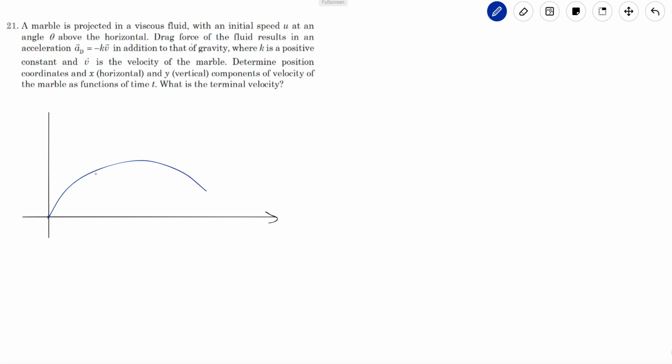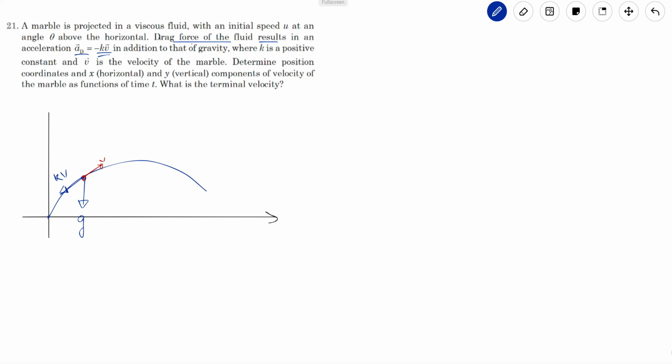So during the motion, at time t, if v is the velocity of the marble, then acceleration due to gravity will be g downward. This is one acceleration, and another acceleration is a_D vector, due to the drag force of the fluid. So a_D vector is equal to minus kv vector. Its magnitude is k times the speed, and its direction is opposite to the velocity vector. So this kv is the acceleration due to this drag force of the fluid.